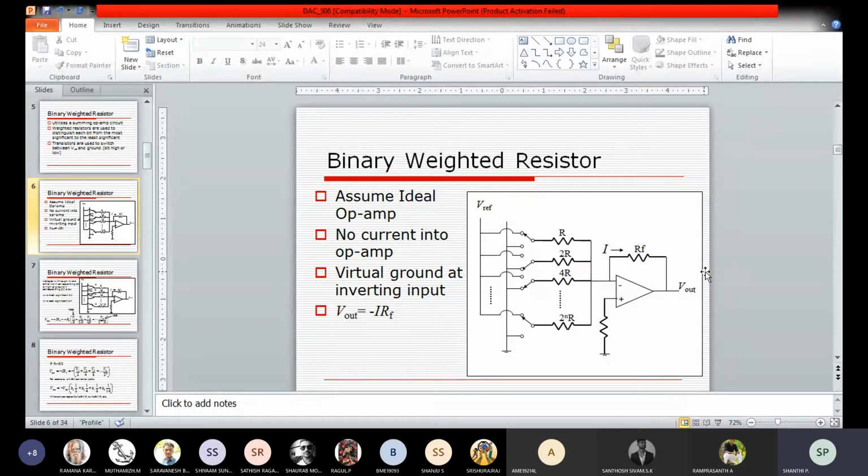This is a binary weighted resistor digital to analog converter. Digital signals, zeros and ones, are converted into a sinusoidal waveform or square waveform, or in terms of decimal values. How many resistors are connected here depends on the inputs.